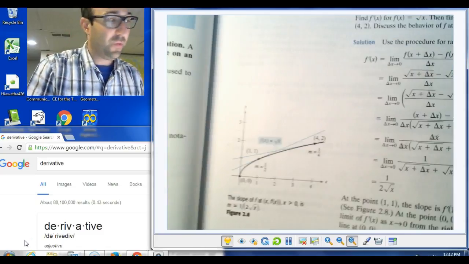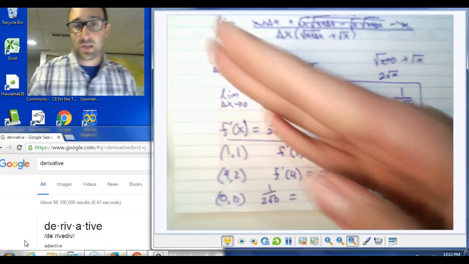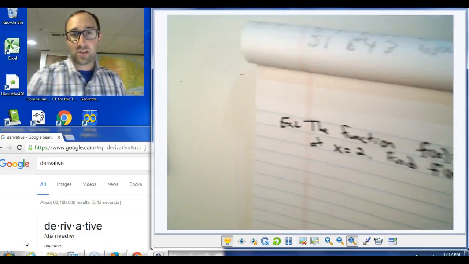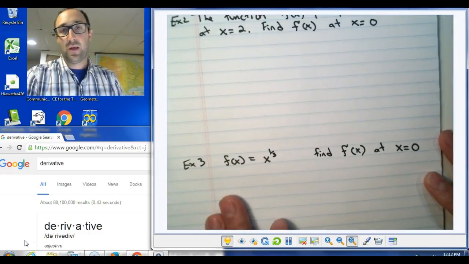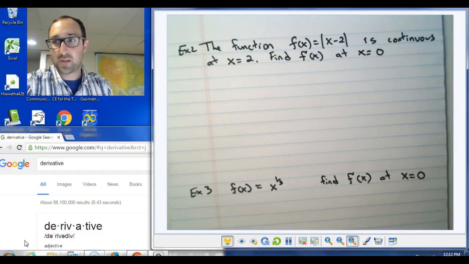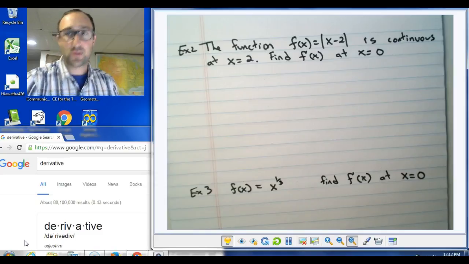So there we go. We did everything correctly. Let's keep going on to the next 2 examples. They won't take as long. That one was pretty involved with that rationalizing the numerator. Okay, the function f of x equals |x minus 2| is continuous at x equals 2.